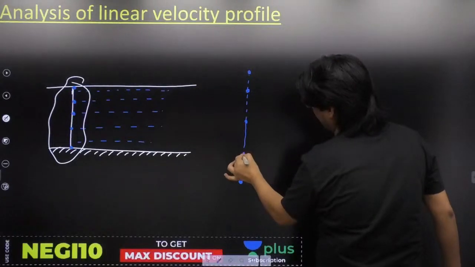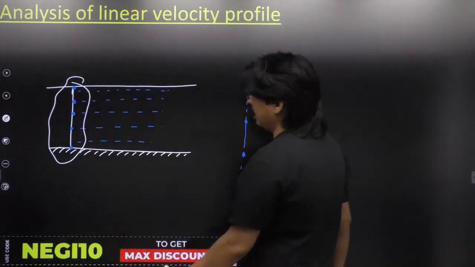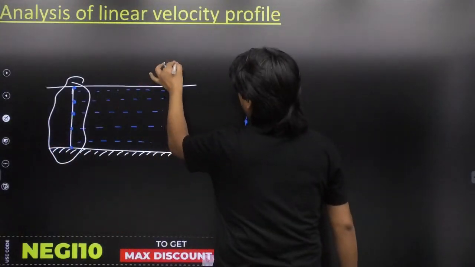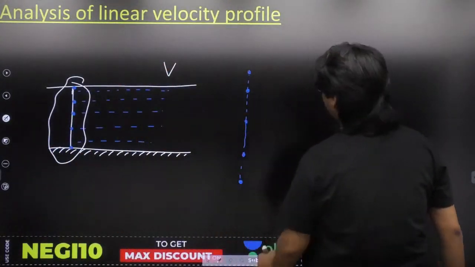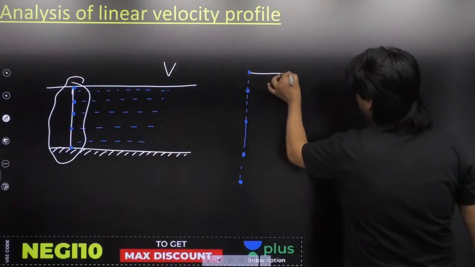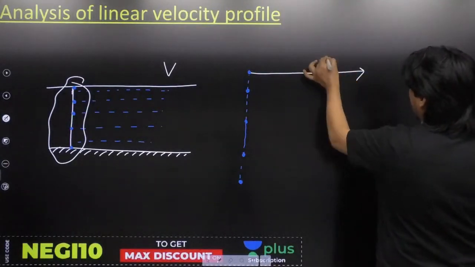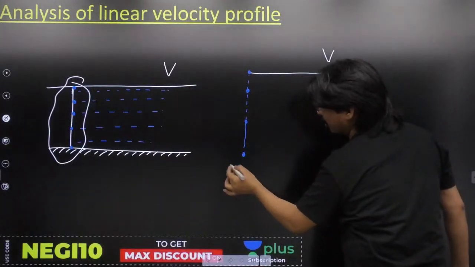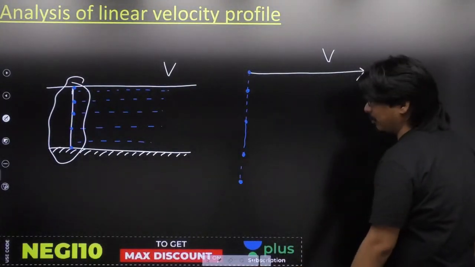These are those 5 fluid particles. Now let us suppose this plate is moving with the velocity capital V. So 100% what will happen? This fluid particle which is in touch with the top plate will also move with the velocity capital V. This fluid particle will not move at all because it is in touch with the bottom layer.